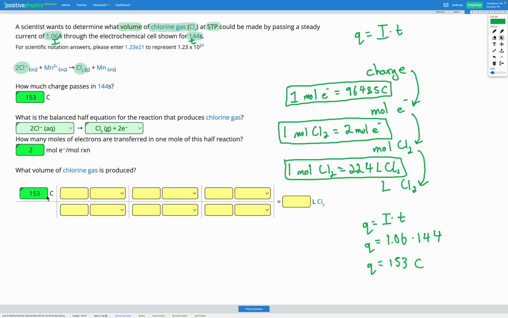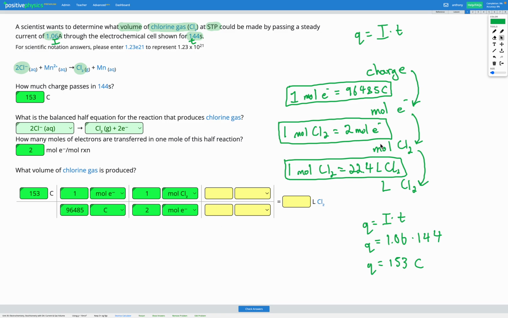So we're starting with 153 coulombs of charge. We're converting from charge to moles of electrons. So coulombs is going to go on the bottom, so it will cancel out. Moles of electrons is going to go on the top, so we can end up with that. We need the top and the bottom of our fraction to be equal. So 1 mole of electrons is equal to 96,485 coulombs of charge. Next, we're converting from moles of electrons to moles of chlorine. Moles of electrons is going to go on the bottom, so it will cancel out. Moles of chlorine is going to go on the top, since that's what we're trying to get to in this step. The top and the bottom of the fraction should be equal. So 1 mole of chlorine is equal to 2 moles of electrons.